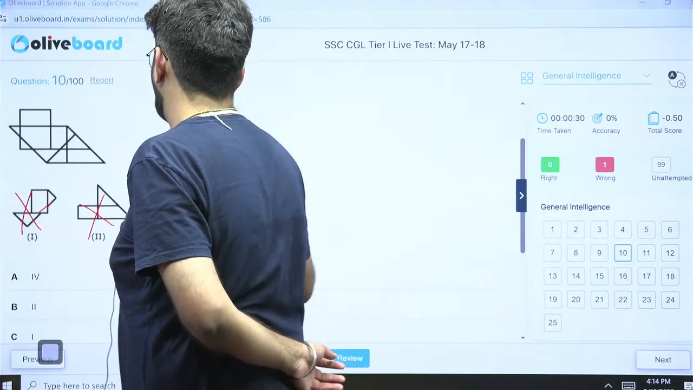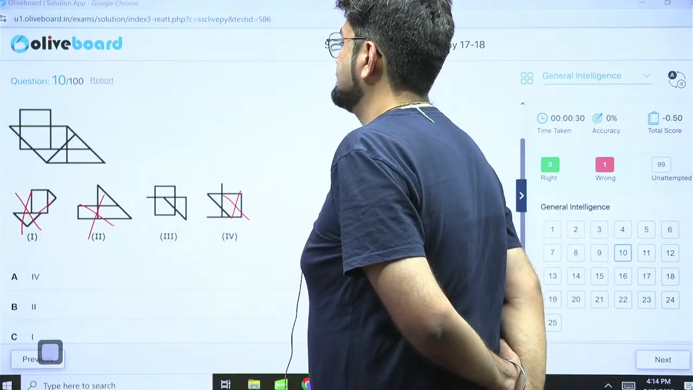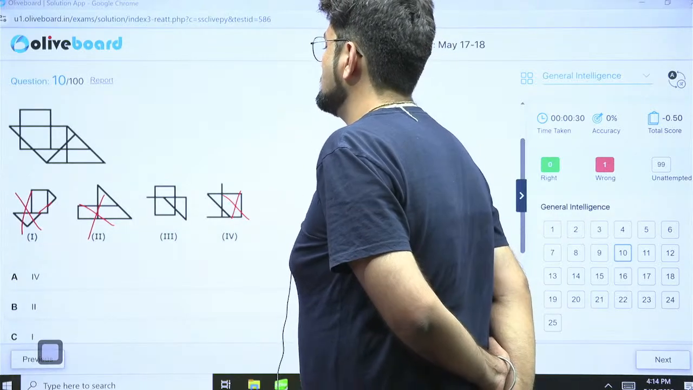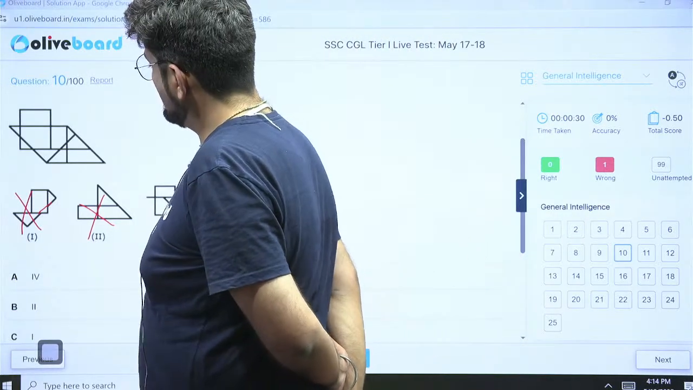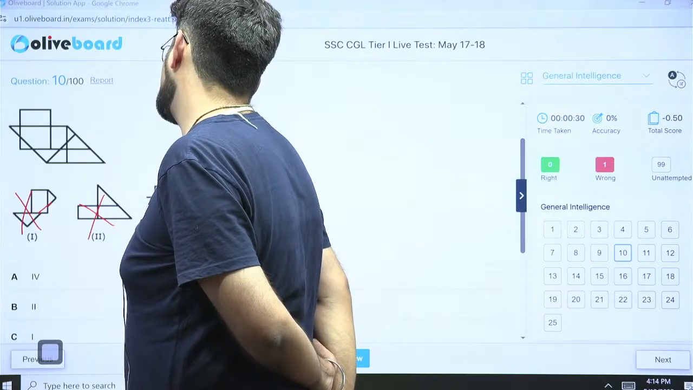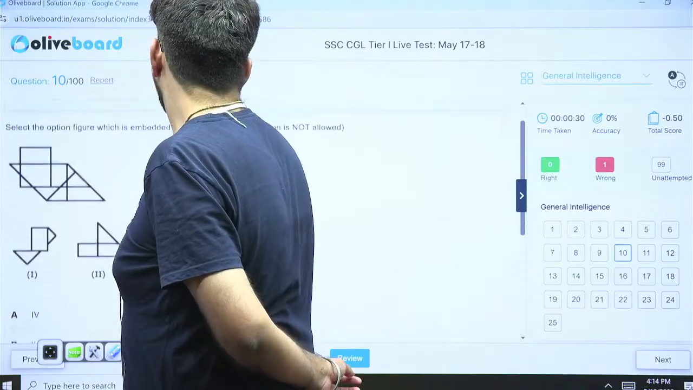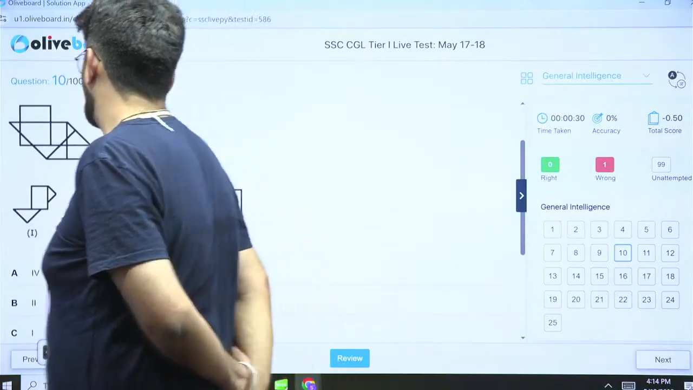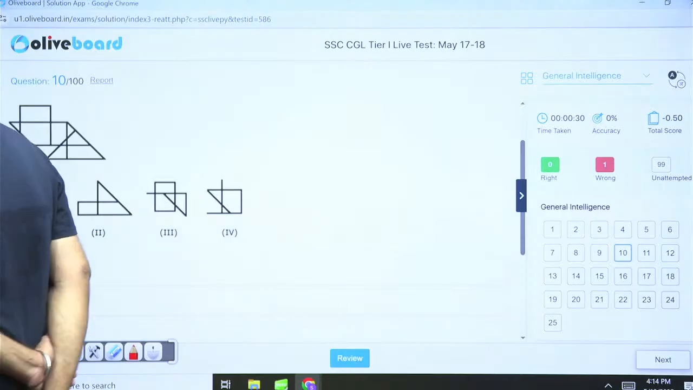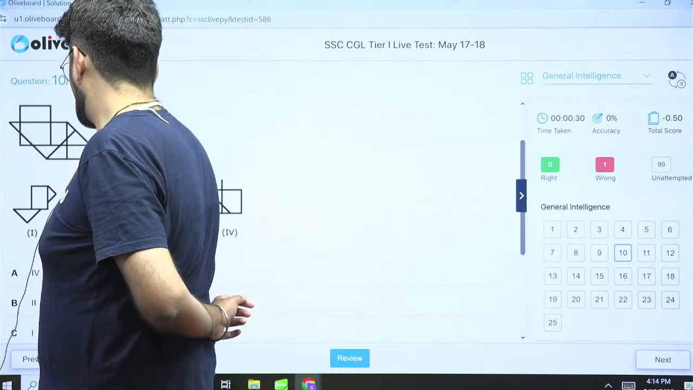This is also not there. I think figure 3 will be there somehow. How? Have they mentioned anything about rotation? Yeah, rotation is not allowed. Then I think this only makes sense. I think this makes the most sense then.